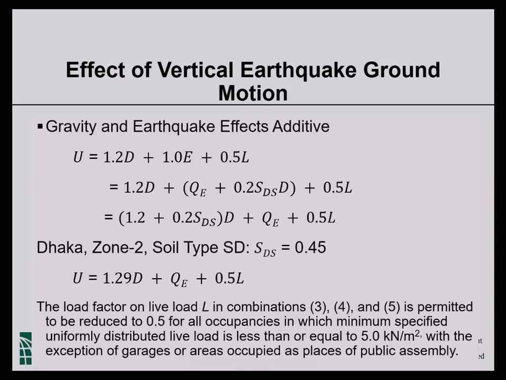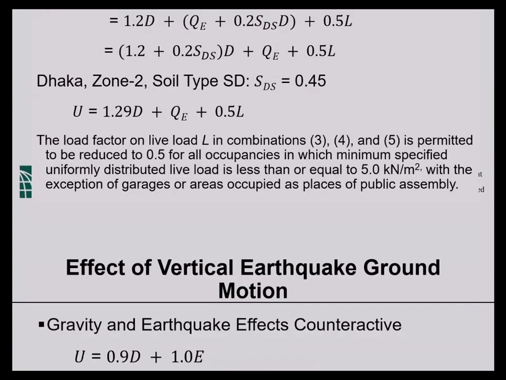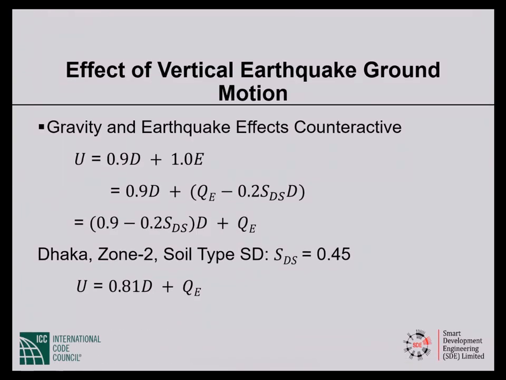E is equal to E sub H plus E sub B in the additive load combination, or E is equal to E sub H minus E sub B in the counteractive load combination. Let us look at the counteractive. So 0.9 dead plus 1.0 E. Here E is Q sub E minus 0.2 S sub ds times D. When we collect terms, it's 0.9 minus 0.2 S sub ds multiplying D, then Q sub E.